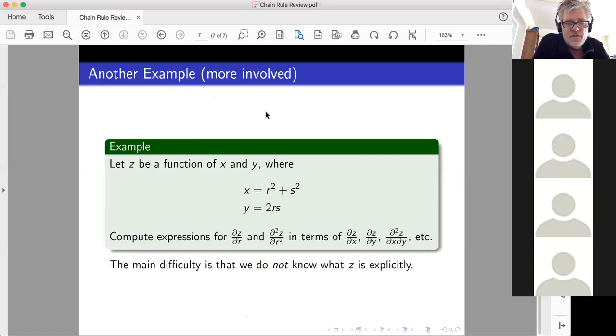So z is a function of r and s via x and y, and a second derivative, so del 2z, del r2. This is the derivative of our first expression with respect to r, a second time. And now the thing is that we don't know what z is as a function of x and y. So the best we can hope for is to have del z, del x, del z, del y, and all these expressions; we won't know what they are, so we'll just have to stick with those.